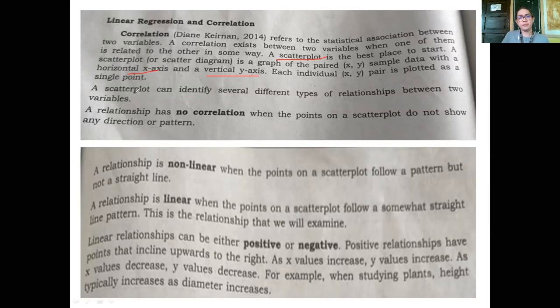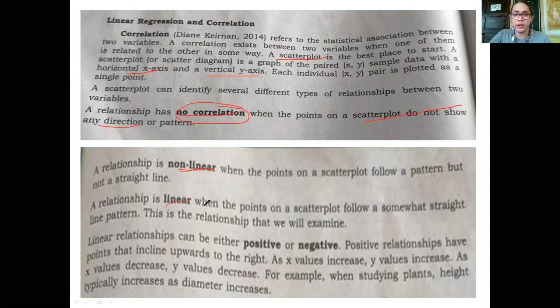A scatter plot can identify several different types of relationship between two variables. A relationship has no correlation when the points on the scatter plot do not show any direction or pattern. A relationship is nonlinear when the points on a scatter plot follow a pattern but not a straight line. Again, when a scatter plot is not a straight line, then it is nonlinear. And if the scatter plot does not show any direction, then there is no correlation. So take down note of that, please.